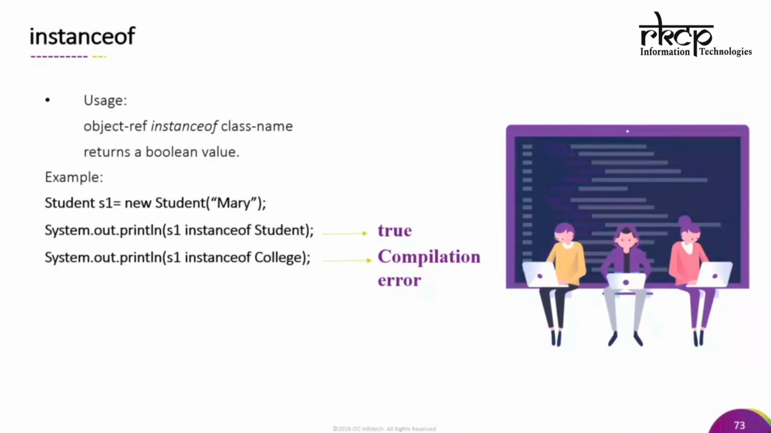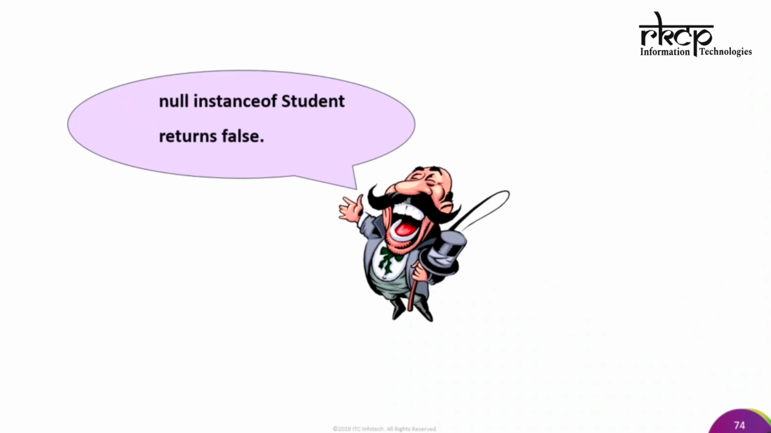In the same way, you have one operator called instanceof. With the help of the instanceof operator, you can check whether your object is an object of that class or not. Like here, I am creating one object, student S1. So S1 instanceof student? Yes, true. S1 instanceof college? No, false. S1 is an object of student, so it will return true. Hope you are able to understand.